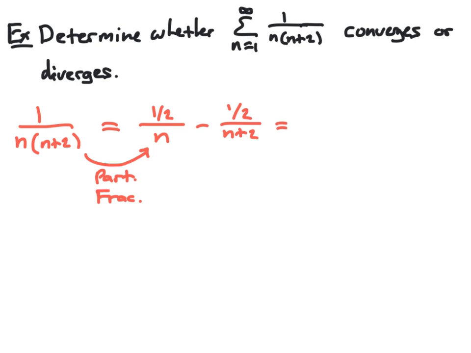We can then simplify this just a bit. 1/2 over n can be written as 1 over 2n, and 1/2 over n plus 2 can be rewritten as 1 over 2 times n plus 2, which if we distribute the 2 will become 2n plus 4. And so this is another way of writing our series term a sub n as 1 over 2n minus 1 over 2n plus 4. And using this formulation, the nature of this series as a telescoping series will become very obvious when we try to write down the partial sums for our series.